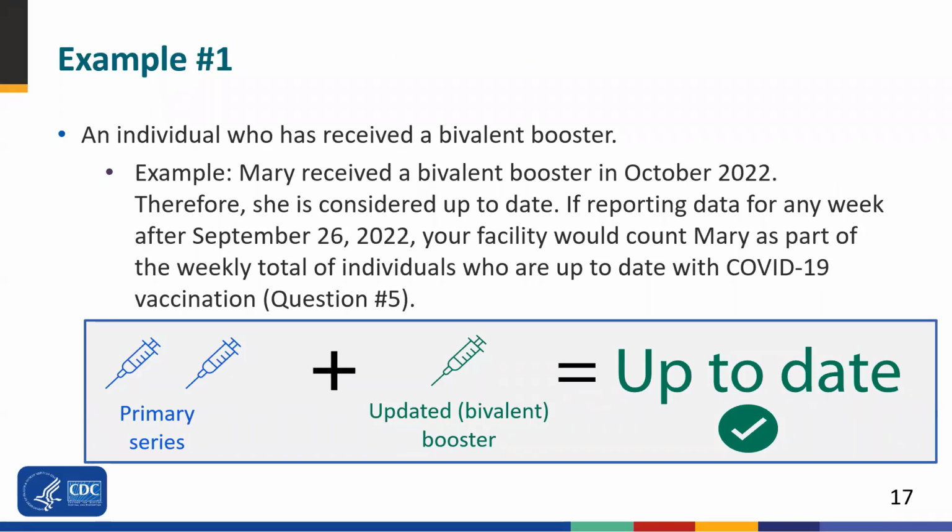Now we will go over some examples. In the first example, we will use the name Mary. Mary received a bivalent booster in October 2022. Therefore, she is considered up to date. If reporting data for any week after September 26, 2022, your facility would count Mary as part of the weekly total of individuals who are up to date with COVID-19 vaccination for question number 5.